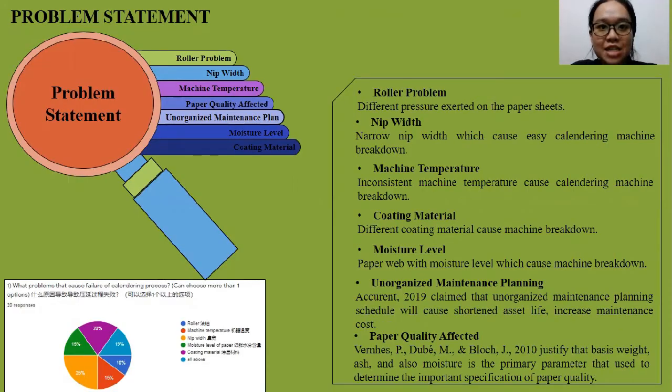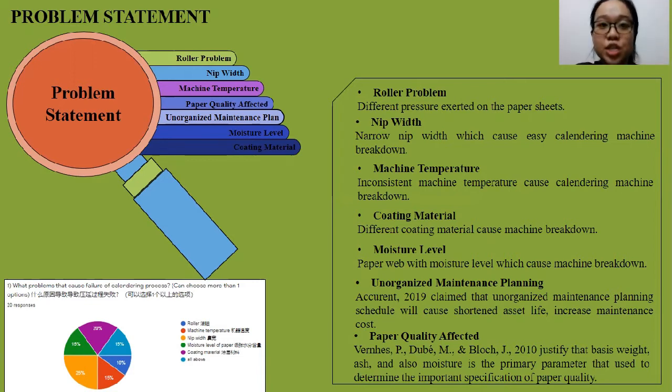I would like to discuss now the problems that have been found in the paper manufacturing industry, especially during the calendaring process. For example, the roller problem: different pressure is exerted on the paper sheet, caused by the roller problem. After that, a narrow nip width causes the calendaring process to break down. Inconsistent machine temperature also causes the calendaring machine to break down. Different coating material also causes the calendaring machine to break down.